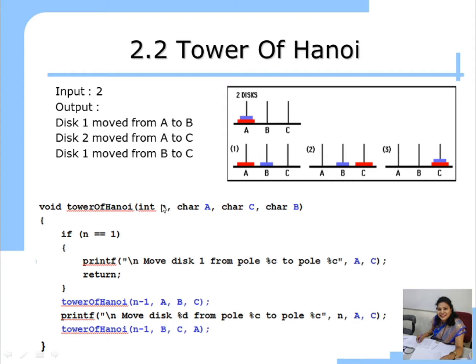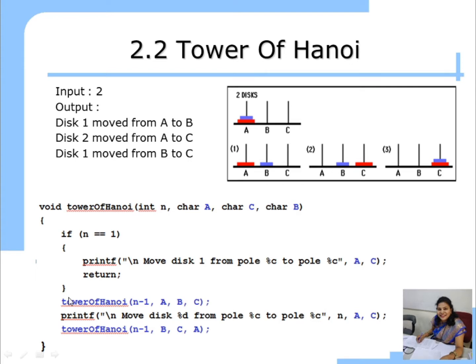Now see, if your input is 2, it means your n is 2. This is the source pole, this is the destination pole, and this is the temporary pole. If n is equal to 1, what is our n? n is 2, so this condition is not satisfied and our control comes here. So n minus 1 means 2 minus 1, which is 1, and A, B, C: A is the source, B is the destination, C is the temporary. So we pass this 1, A, B, C here.